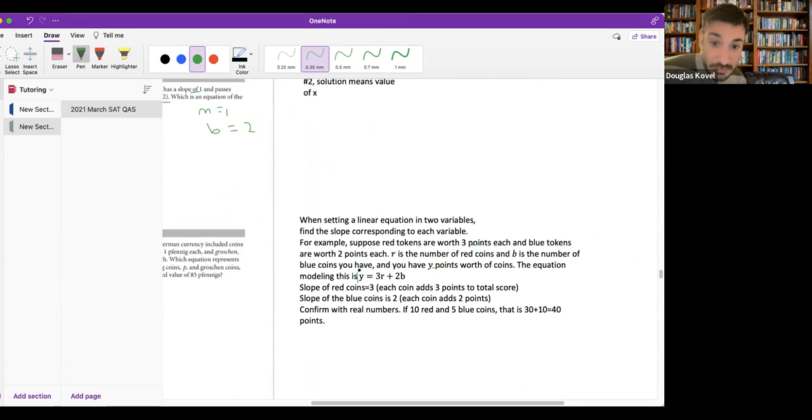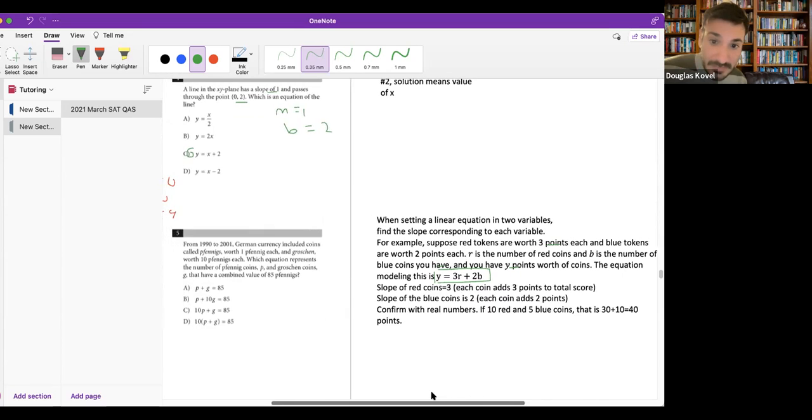If you were to write an equation modeling the situation, it would be Y equals 3R plus 2B. Because the slope of the red coins would be 3, because each red coin you have adds 3 points to your total. And the slope of the blue coins would be 2, because each blue coin you have adds 2 points to your total. And you could confirm this with real numbers. If you had 10 red coins, that would be 30 points. And if you had 5 blue coins, that would be 10 points, which would add to 40. If I plug that back into my original equation, I would get that. So now let's look at number 5, which is similar.